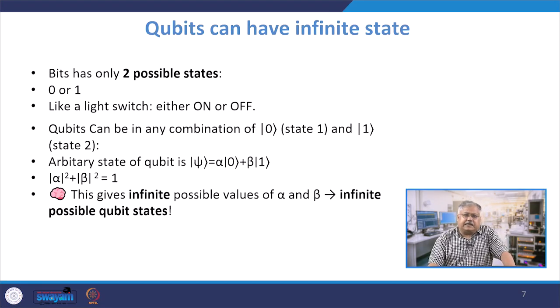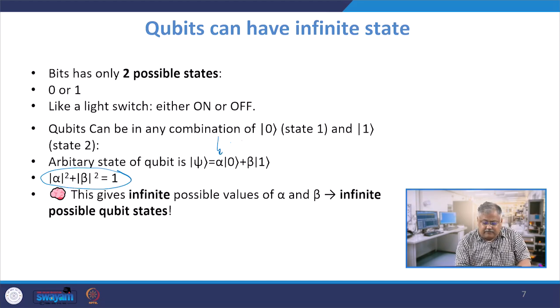As I discussed with you, qubits can have infinite states effectively. Bits have two possible states, 0 and 1, but qubits can have multiple states. The arbitrary state of a qubit is given by alpha times ket 0 plus beta times ket 1, such that mod alpha square plus mod beta square equals 1. This means alpha and beta have an infinite number of values available, with the boundary condition that alpha square plus beta square equals 1, which gives me infinite possible qubit states for psi.